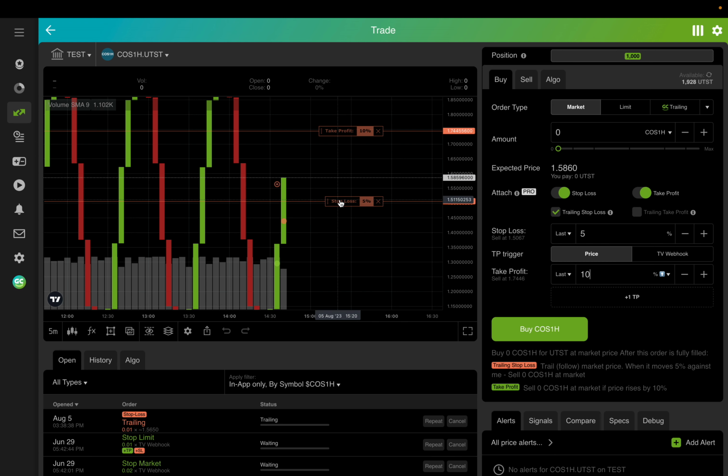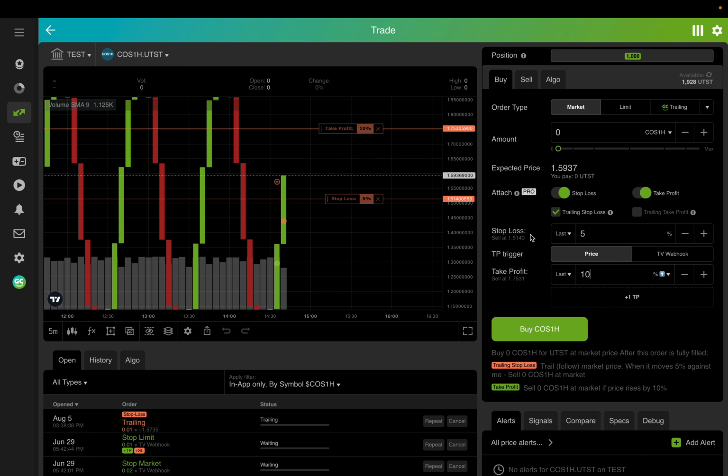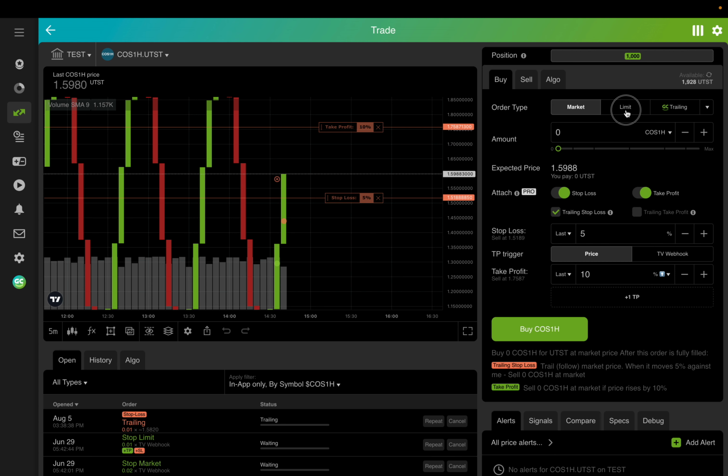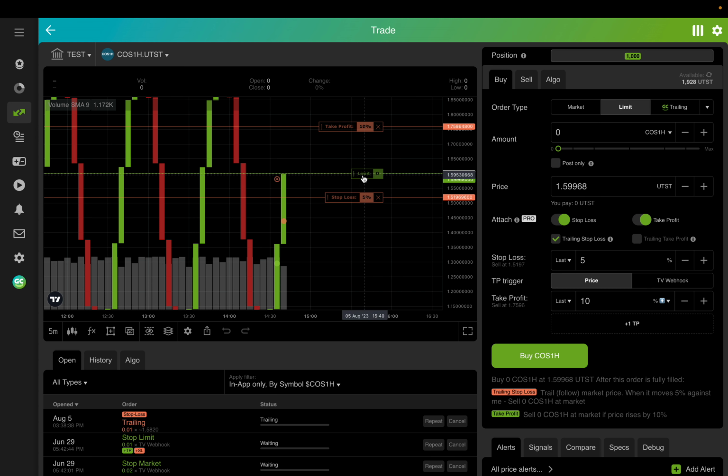My stop loss will start here, and if the price improves, it's gonna trail and continue rising with the price, right? Whereas the take profit is at 10% here. And obviously it's not gonna move. Let me switch to limit price. Yeah, so I'll buy here, and the take profit will stay here.